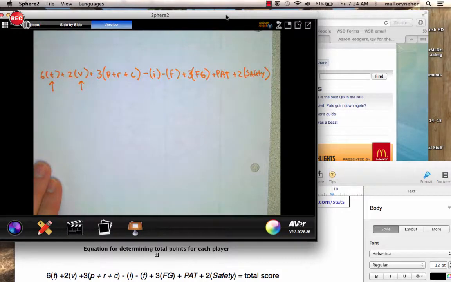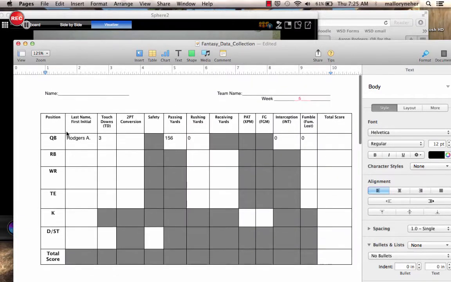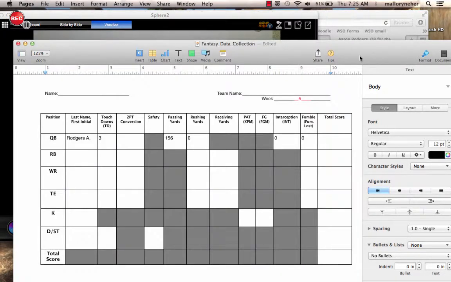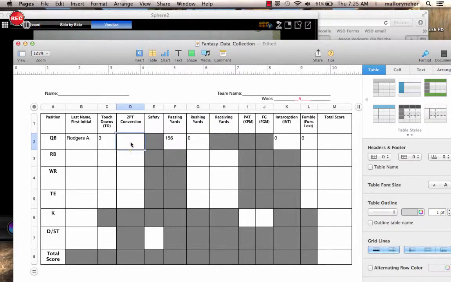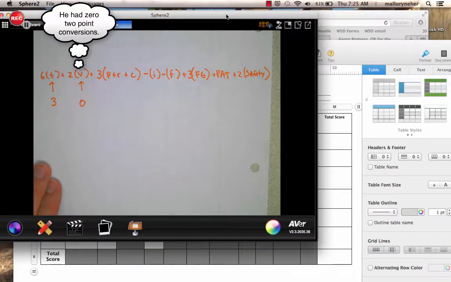So how many touchdowns did Aaron have? Well, we already recorded that in our table, remember? Aaron Rodgers had 3 touchdowns, so we are going to record 3 touchdowns. V refers to 2-point conversions. How many 2-point conversions did Aaron have? Well, we left it blank. We didn't find any. So he had 0 2-point conversions.